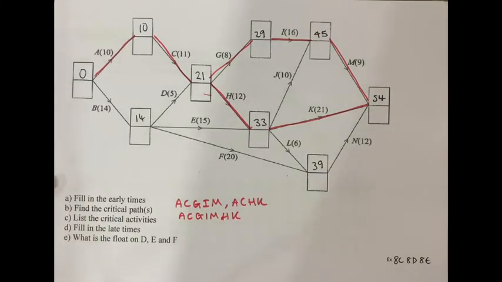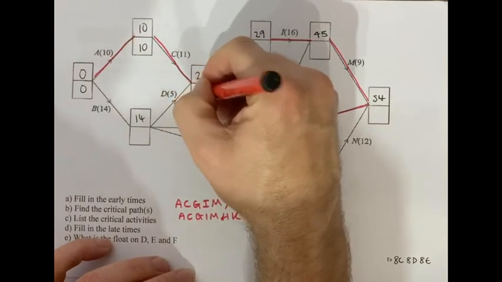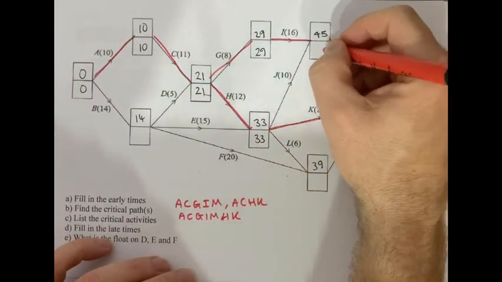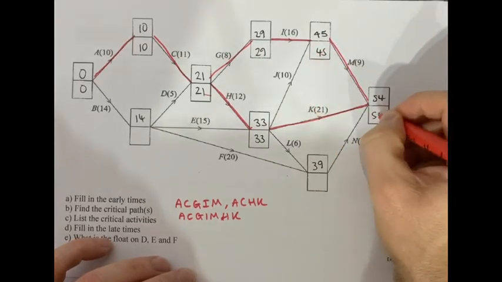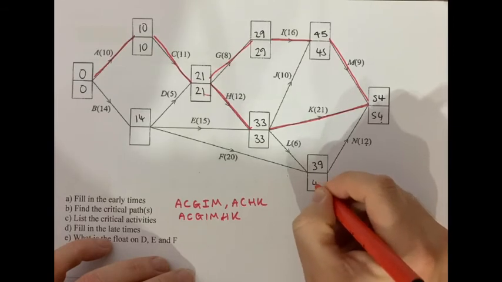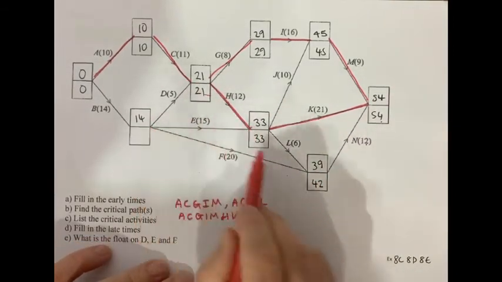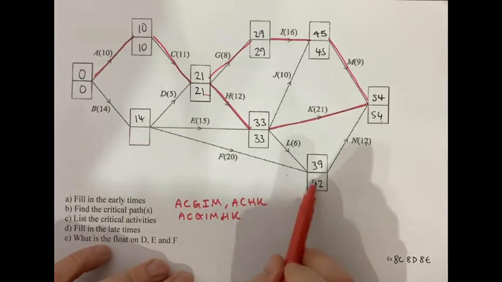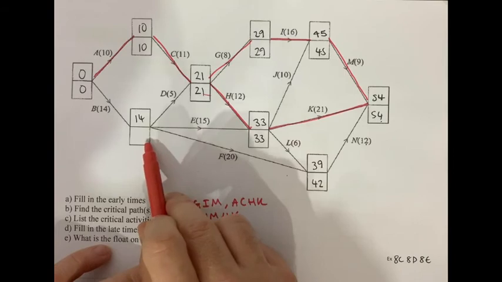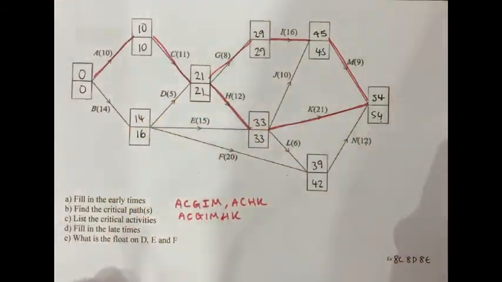Fill in the late times. Look how many you can mop up now before we even do the back scan. It saves so much time doing the critical path first. Back scan, 54 take 12 is 42. This one's more difficult because you've got a choice of 3. 42 take 20 is 22. 33 take 15 is 18. 21 take 5 is 16. With all those, 16 is the smallest.